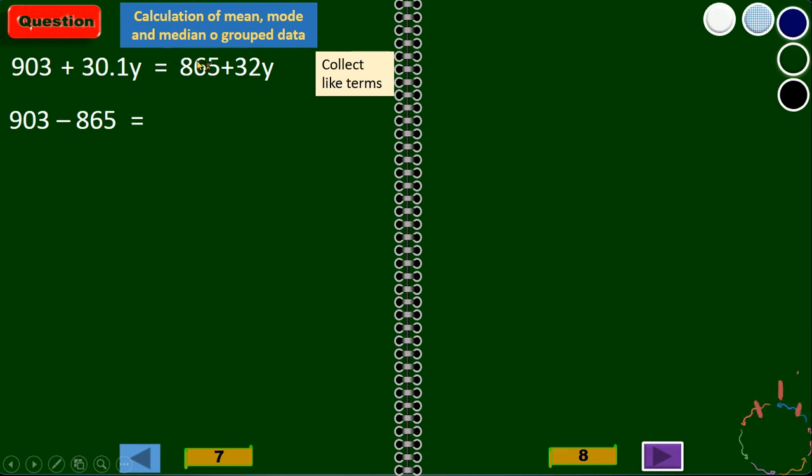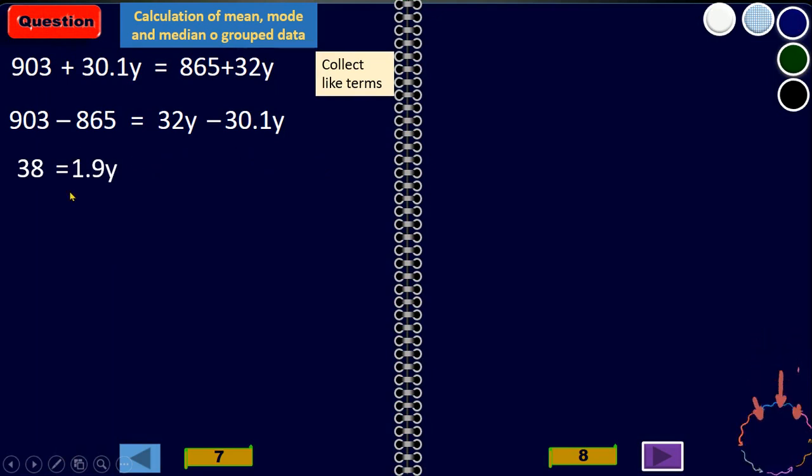30.1y will go the other side to be subtracted from 32. Then you have 32y minus 30.1y. Now it's time to simplify. Using a calculator, we can subtract 903 minus 865. The answer will give us 38. And on the right hand side, 32y minus 30.1y will give me 1.9y.